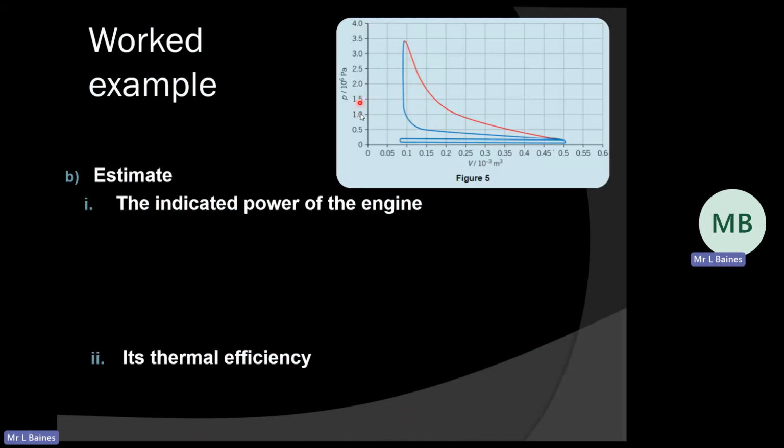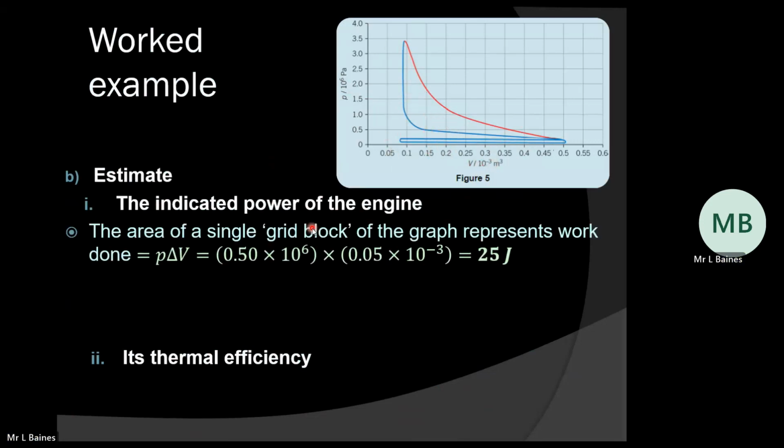I can see that my scale on here is 0.5 times 10 to the 6 pascals. I know that my scale on here is 0.05 times 10 to the minus 3 meters cubed. So I can multiply those together to work out the area of a single block. So we see how that scale works, I've got 0.5 times 10 to the 6 and 0.05 times 10 to the minus 3. So I know that every square on here equates to 25 joules.